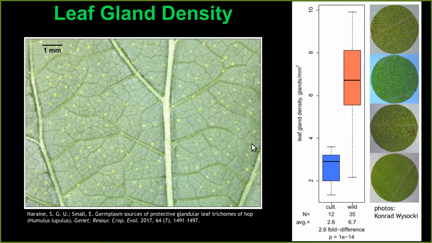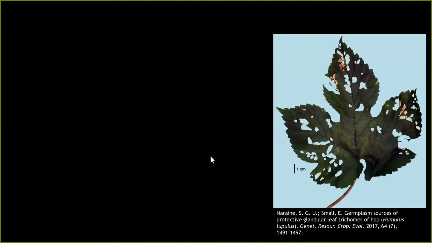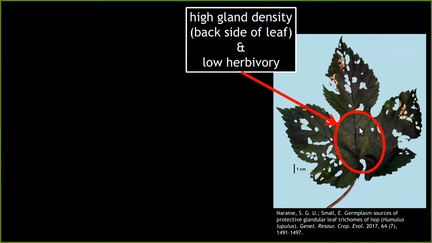So these glands are thought to be protective. And so there's some evidence of that. So this is from Narain and Small, who did a study on hop leaves. And as you can see here, the outer parts of the leaves have been chewed away by insects. But this inner part is relatively intact. And if we looked on the back side of this leaf, what we would see is that those glands, the glandular trichomes, are found in much higher density in this middle part. So this is some evidence that these glands protect against herbivory.